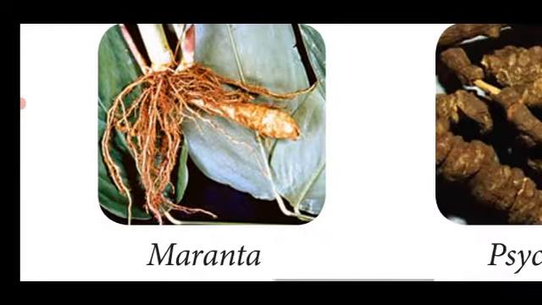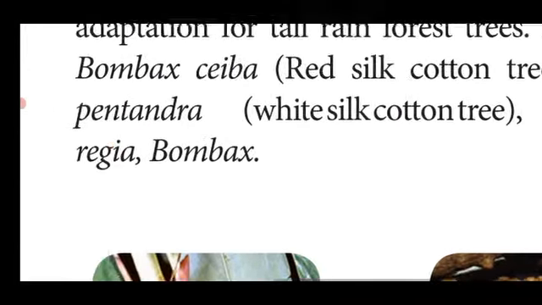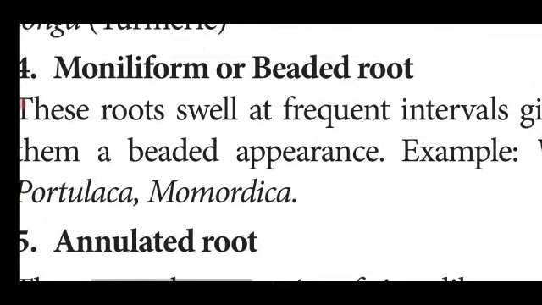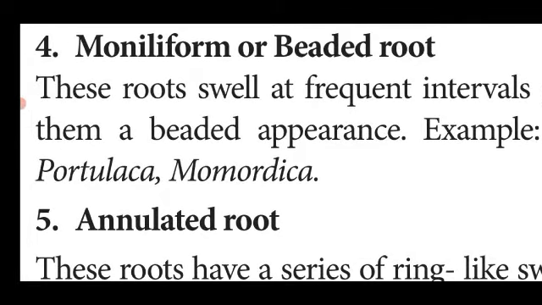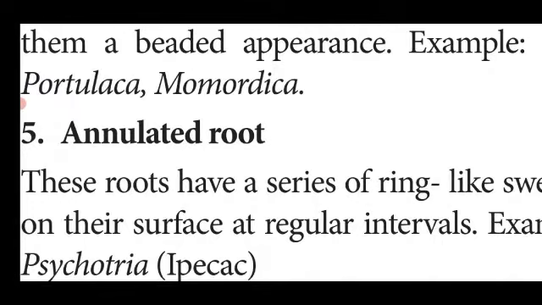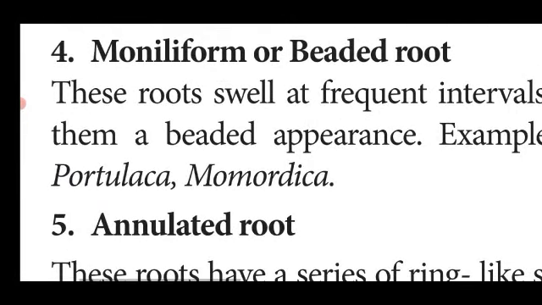The next type of root is a moniliform root or beaded root. The roots swell frequently at intervals like beads. Like beads on a string, they are arranged in the roots. So the swollen thickness is present like beads. They have a beaded appearance. Examples: Portulaca, Momordica are examples for moniliform or beaded roots.